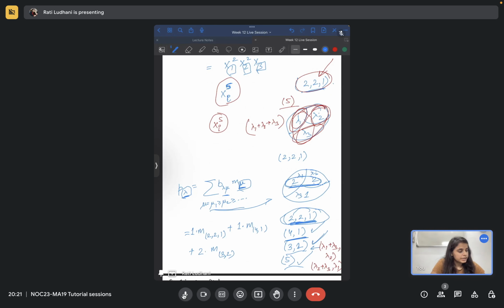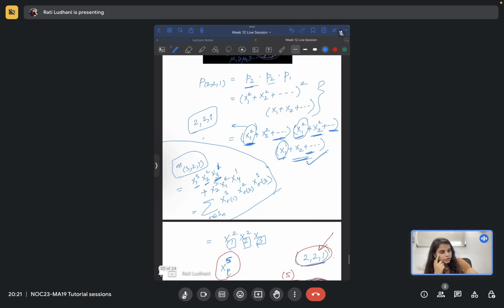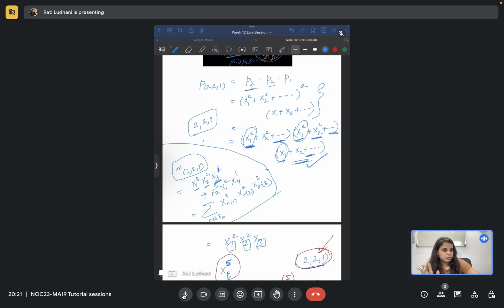So you got this, and now the next one is 5. 5 has only one option: you add everything. So you got this. So this is your m lambda. Is that clear? Yes. And you can see here also, this is happening exactly what we want. You start with 2 2 and 1. Okay, so I'm just checking these two options.